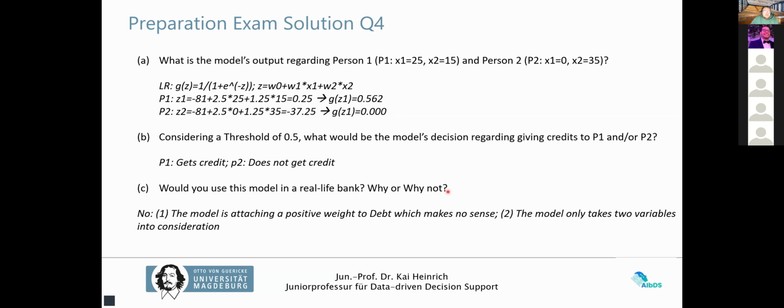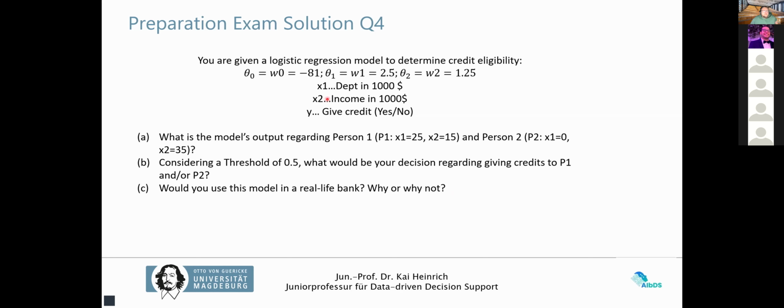So would you use this model in a real-life bank? Why or why not? This is the thing where you have to think a little bit. This is why I wrote this down. X1 is the debt in thousands of dollars, X2 is income. So what's fishy here? You can answer this question right away without calculating anything. So look at this. You can maybe try to answer it right now. What seems fishy here, if you look at the parameters and the variables?